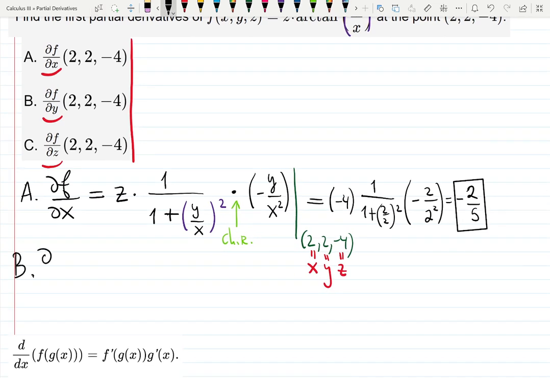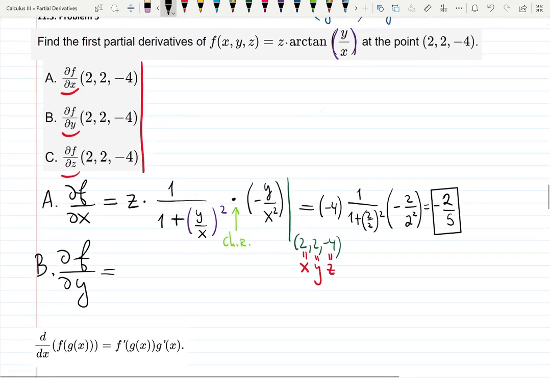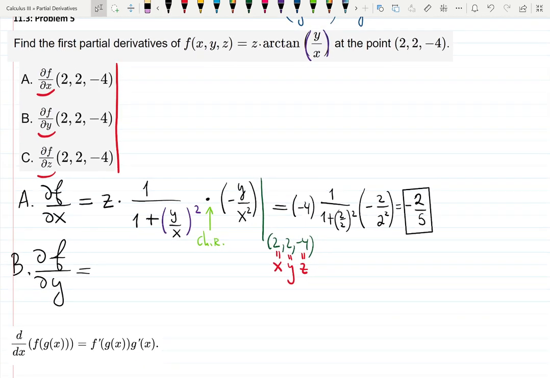B is the partial derivative, that's why it's curly, with respect to y. I'm looking back to the same function, and now my brain has to switch. I'm asking my brain, please forget that x used to be a variable. Don't push me this idea anymore. X now is a constant. Z is a constant. Y is a variable.